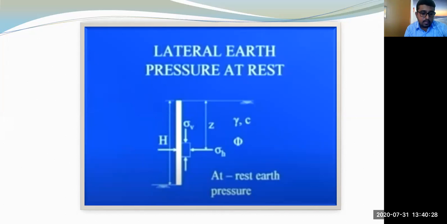Now, how to estimate it? First of all, we fix the properties of the soil, that is c and phi value, that is, cohesion and friction value. As I told you earlier, the amount of lateral earth pressure depends upon the shear strength properties of the soil. So you see here, these are coming into the picture along with the unit weight of the soil, gamma. The height of the wall is h in this particular case.